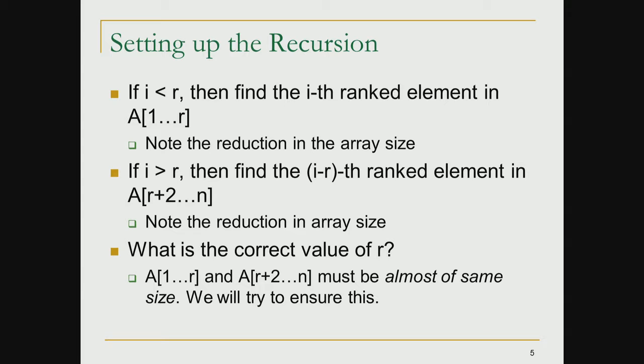If i is more than r, it is clear that we look for the i minus rth ranked element in the range a of r plus 2 to n. In either case, it is clear that we have smaller recursive sub problems, but to get our efficient running time, we will see that it is desirable to have the two parts in the partition to be of almost same size, and we will try to ensure this.